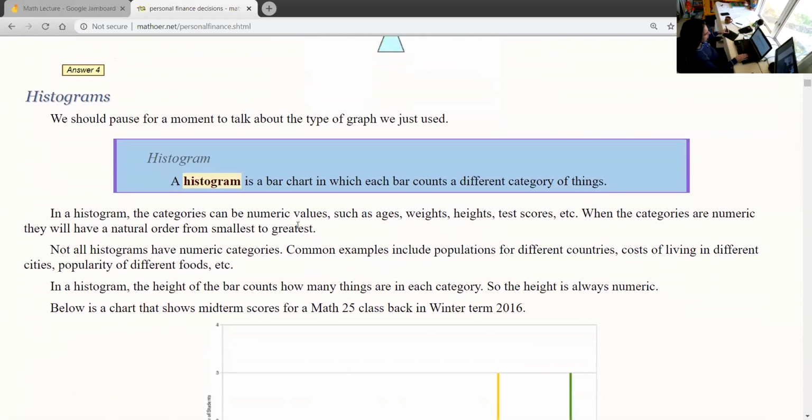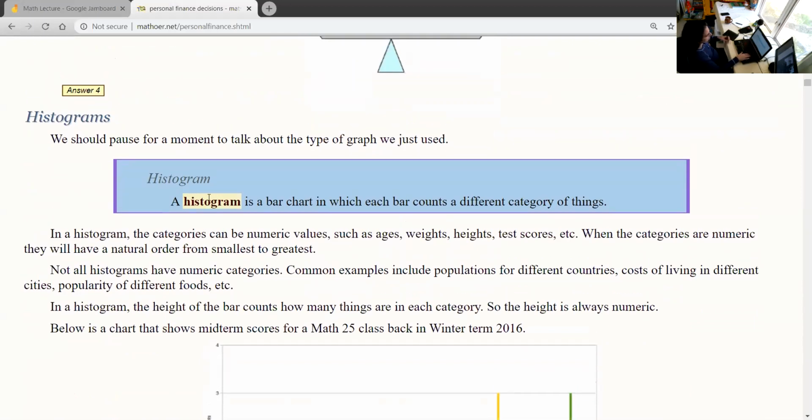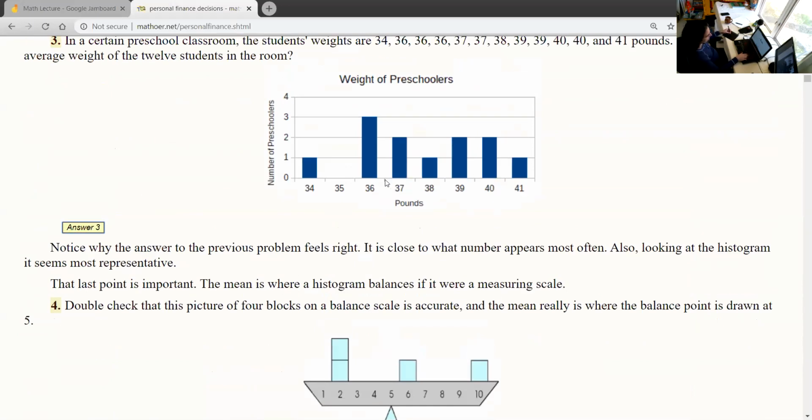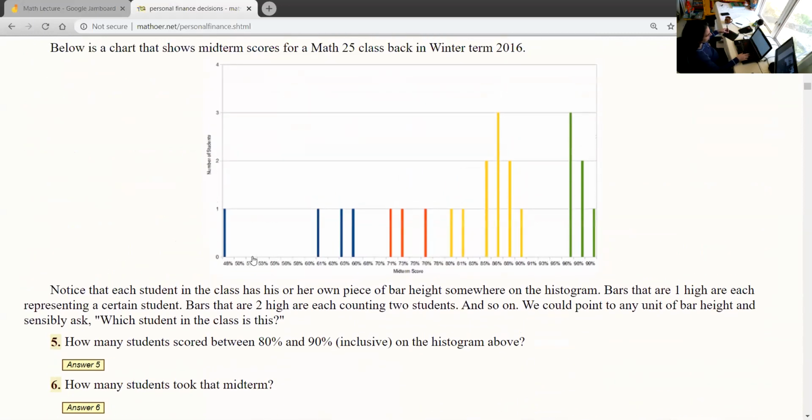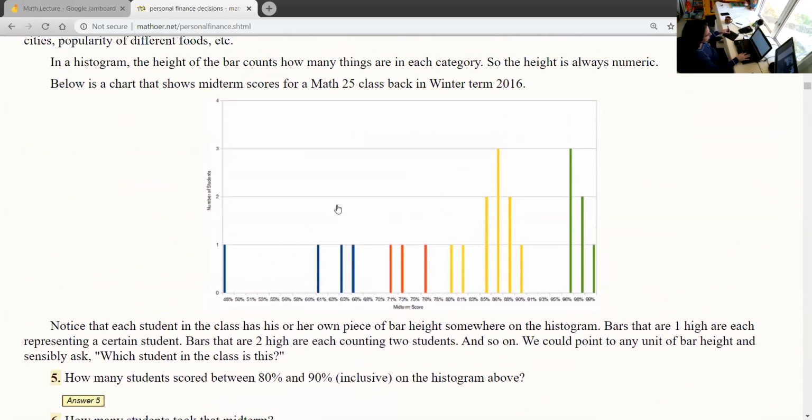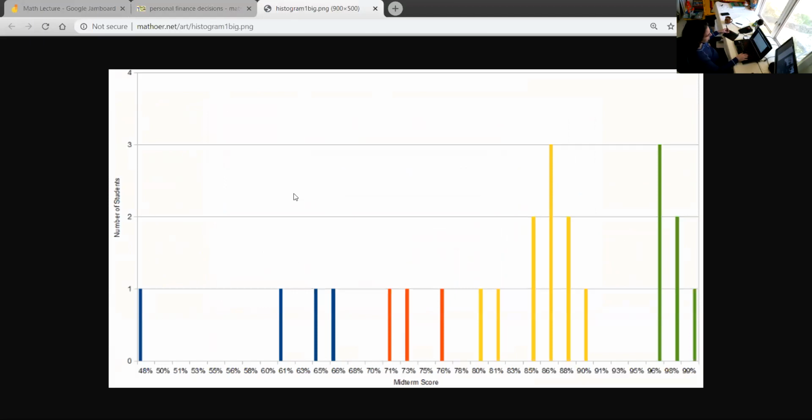Okay, this kind of graph we just used is called a histogram. Let's talk about that a lot because they show up all the time in real life. A histogram is a bar chart in which each bar counts a different category of things. You could count how much people weighed. You could count what scores people got on a math test. So I'll open this one in a bigger window so you can see. So this was an actual test I gave many years ago. So at the bottom is the score, and going up is how many people got that score.